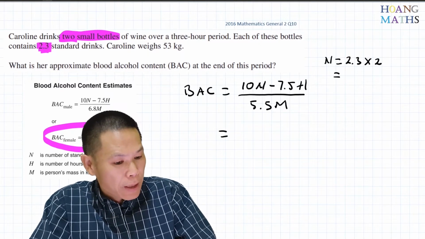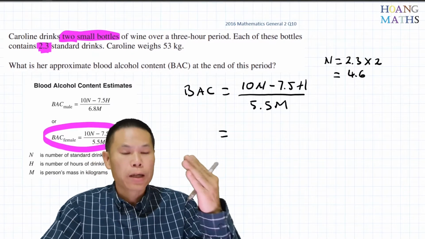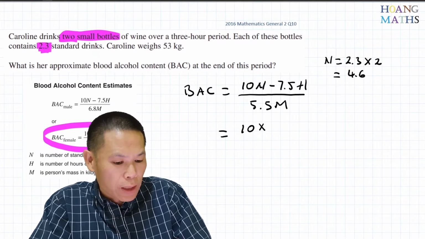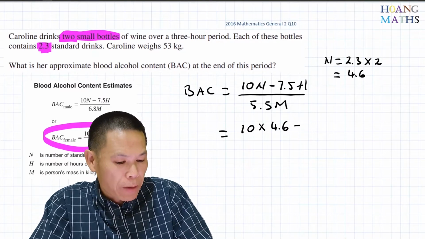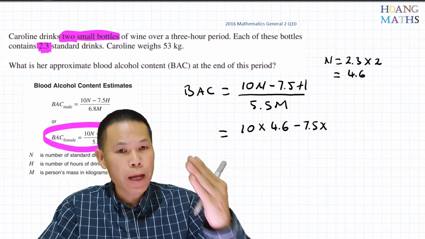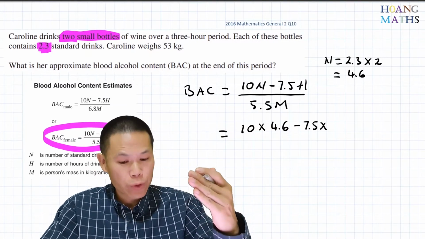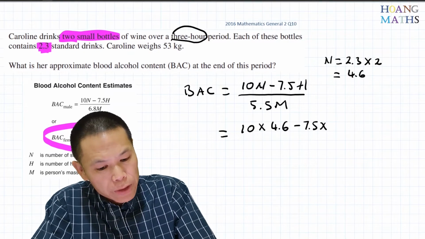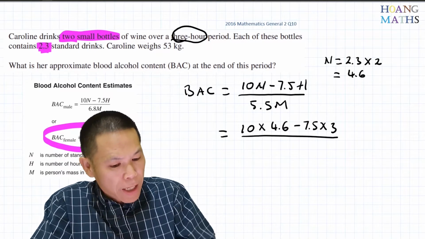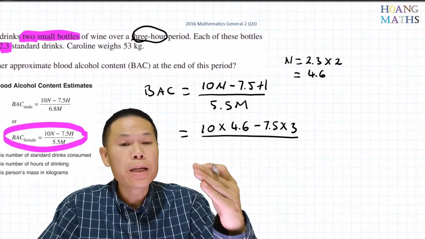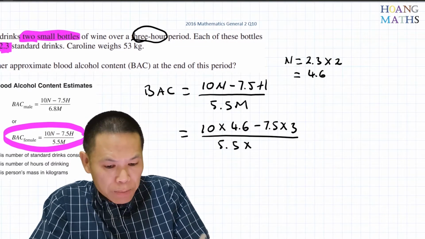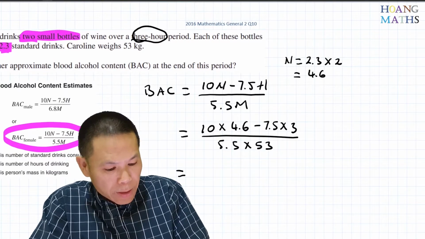So that will give me 4.6. Correct? So now we just go 10 times the number of standard drinks, which is 4.6, minus 7.5 times H. H is the number of hours drinking, which is 3 hours, so times 3, and divided by M, the mass, so 5.5 times 53. That's all.